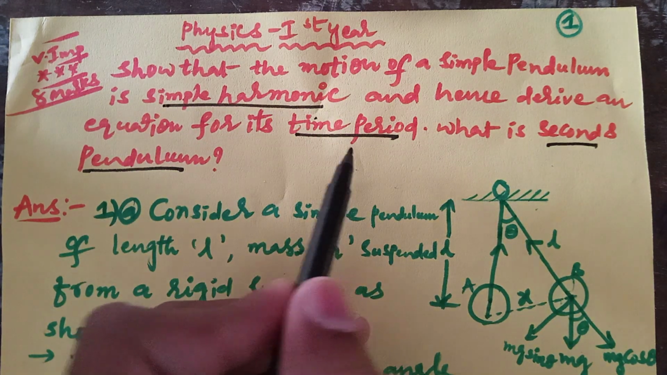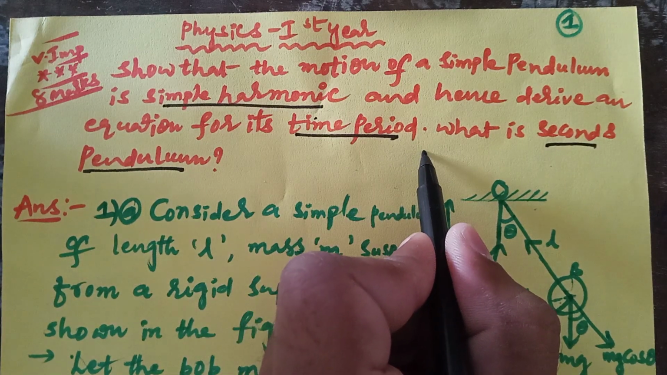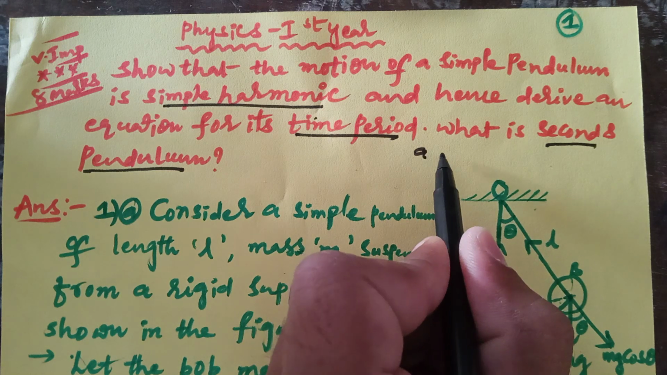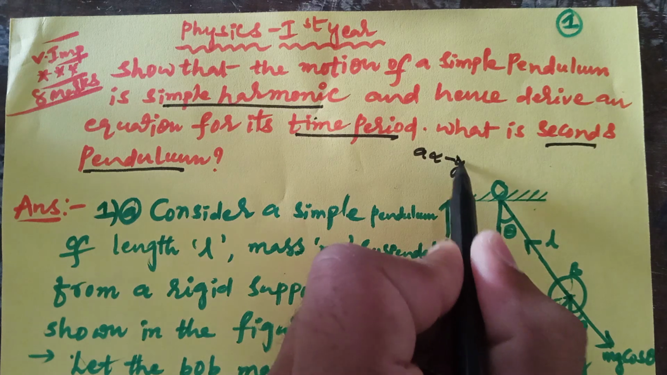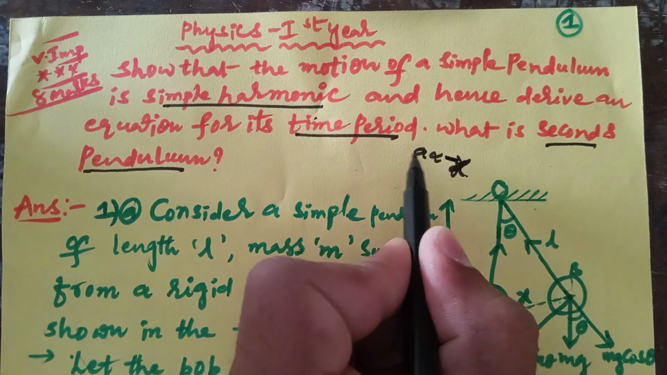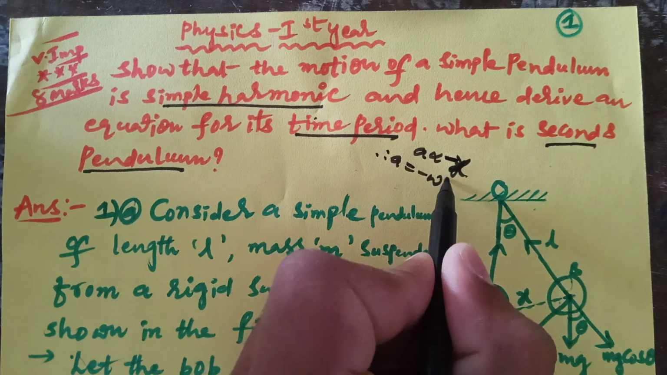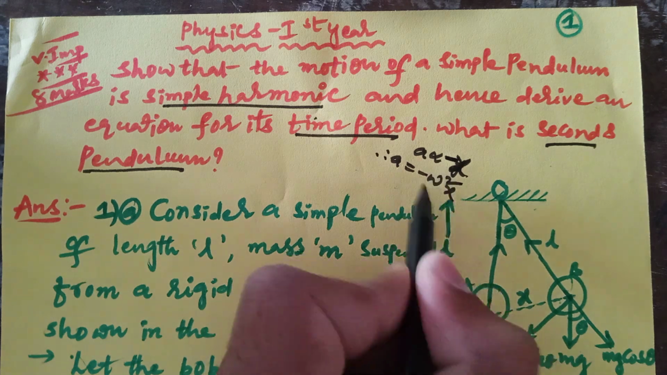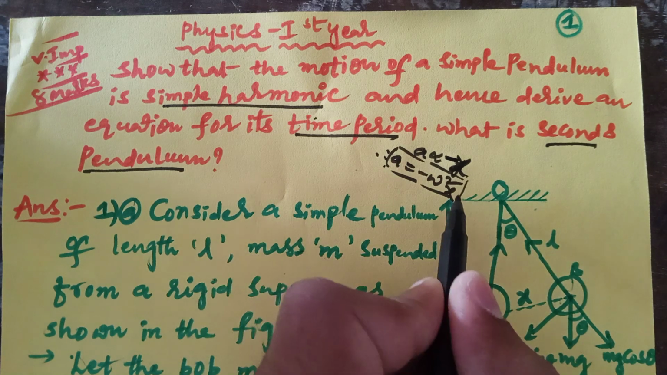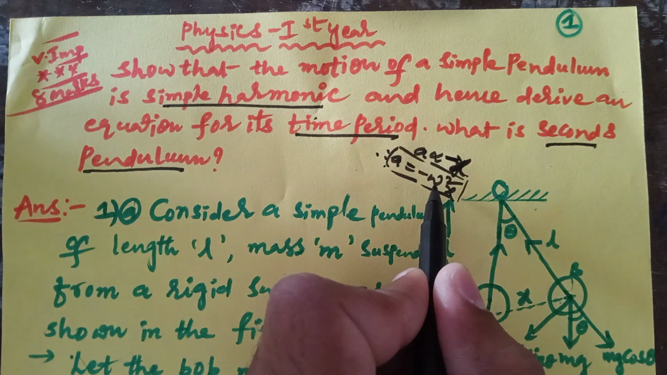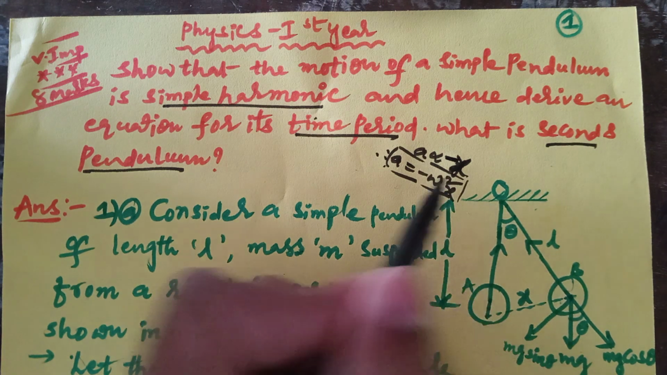So simple harmonic motion is nothing but what? How could you state it? The acceleration is directly proportional to its displacement, and they have opposite directions. When we remove the proportionality, a is equal to minus omega square x. Here omega square is a constant. a is the acceleration of the particle, x is the displacement of the particle, and omega square is a constant. Actually omega is the angular frequency.